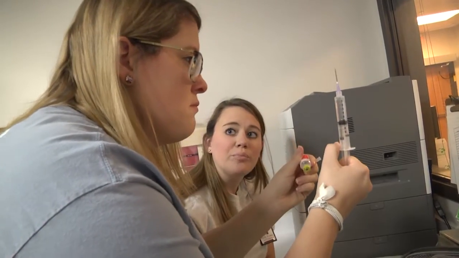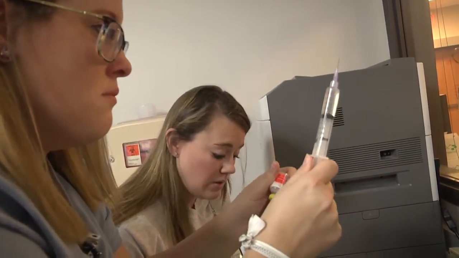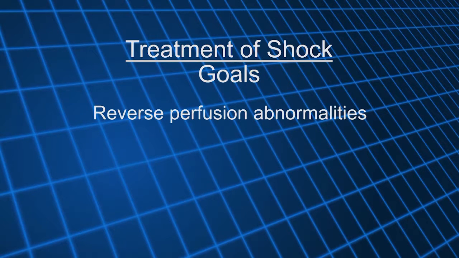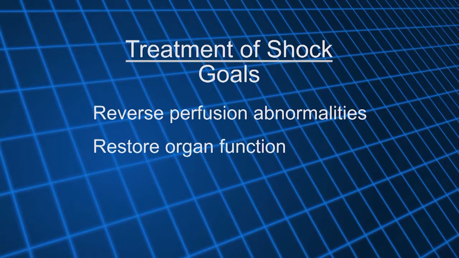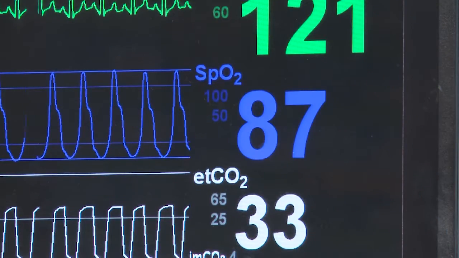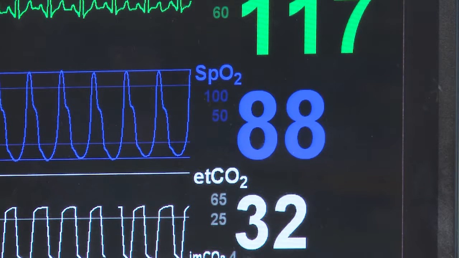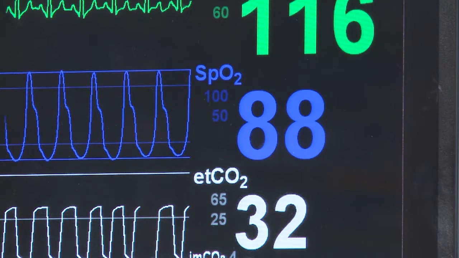Treatment should be initiated as soon as possible. The goals of treatment should be to reverse perfusion abnormalities, restore organ function, and prevent cardiac arrest. Recognition of shock may be difficult for the pharmacist since we are not hands-on with the patient. However, we can watch the monitors for heart rate, blood pressure, oxygen saturation, and ECG changes.